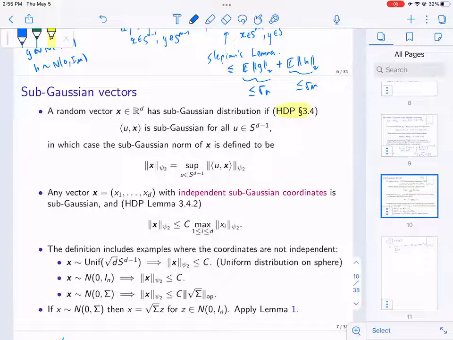If it's true, then it's true for every u, because I can multiply by any constant and it's still sub-Gaussian. The reason it's restricted to this sphere is that we want to define the norm as well. So we define the sub-Gaussian norm of X to be the supremum of the sub-Gaussian norms of these one-dimensional projections as u varies in this sphere. Okay.